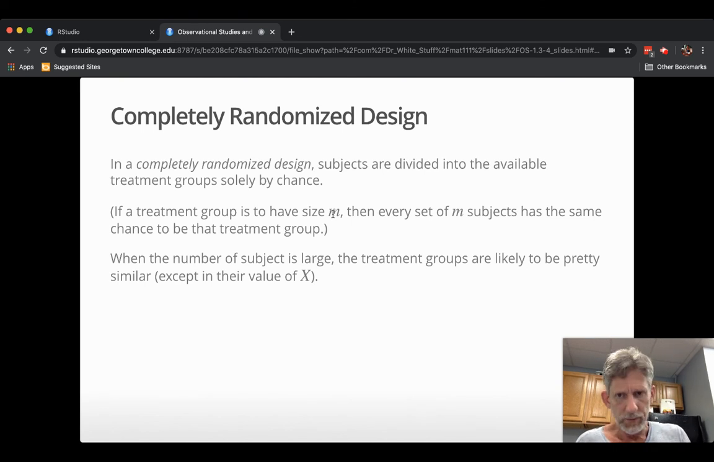When that happens, when you're doing this completely randomized design, then if you've got a lot of subjects, the treatment groups are also going to be pretty large. And there's probability theory that comes in and says, the larger the treatment groups are in a randomized design, the more likely it is that they're going to be similar, except, of course, in the value of the explanatory variable, the treatment group they're in.